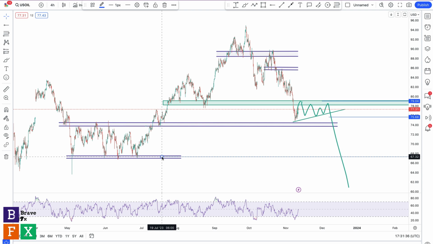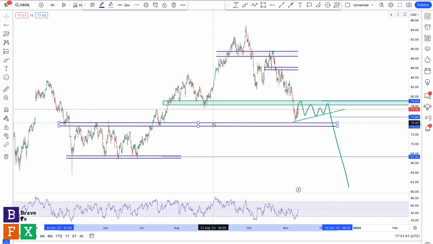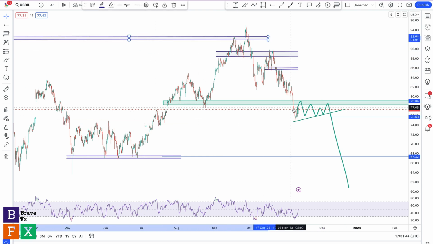So this is just one case scenario, right? If you remove this area of value, so I'm going to put it back, you see this just simply gives us a bearish continuation pattern.